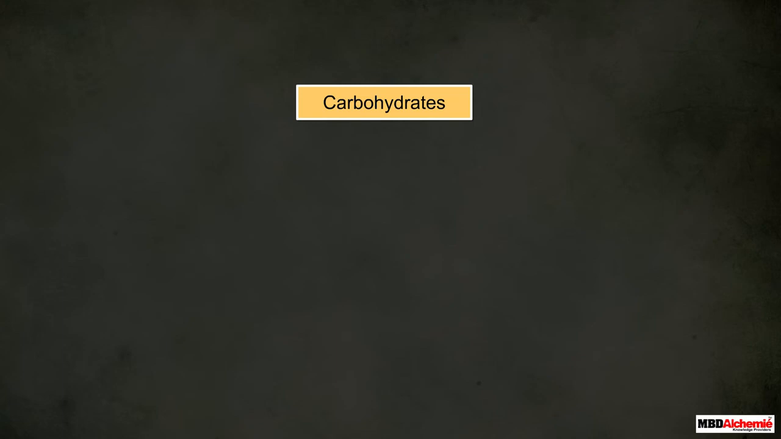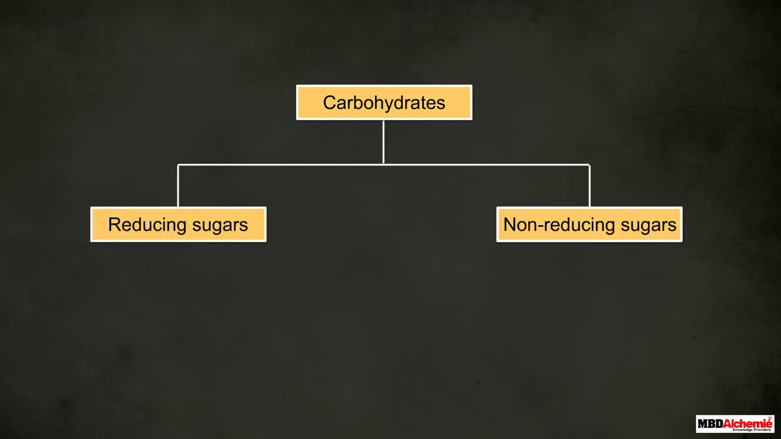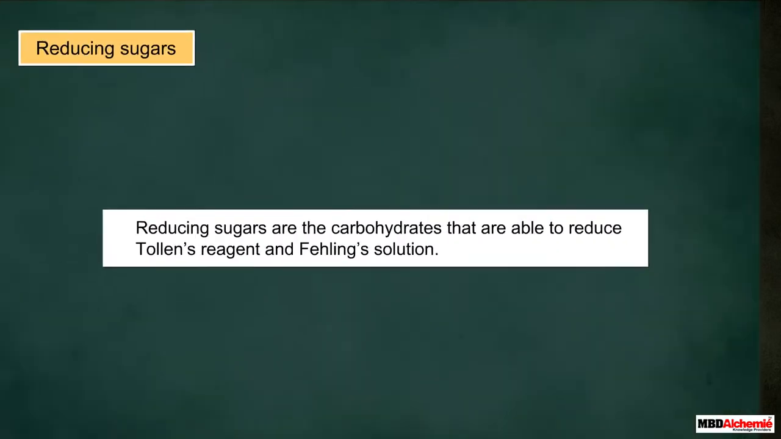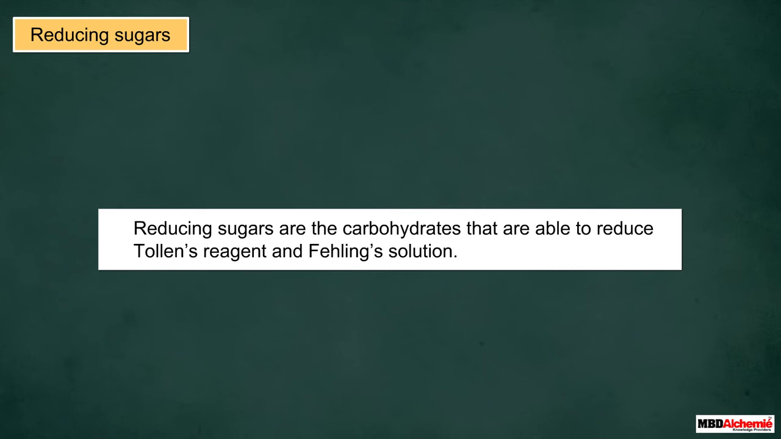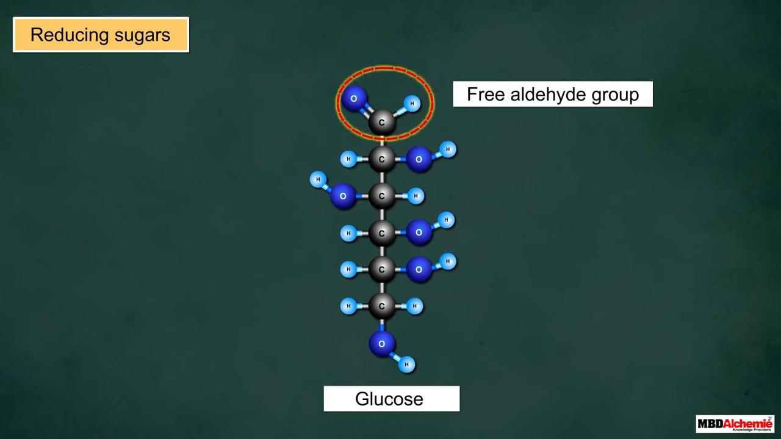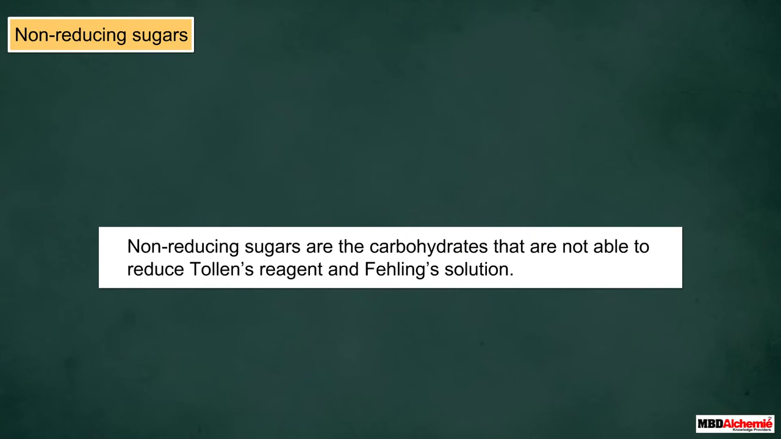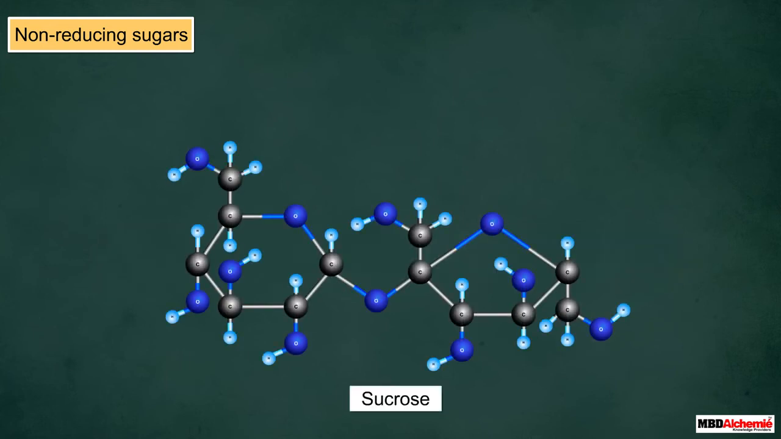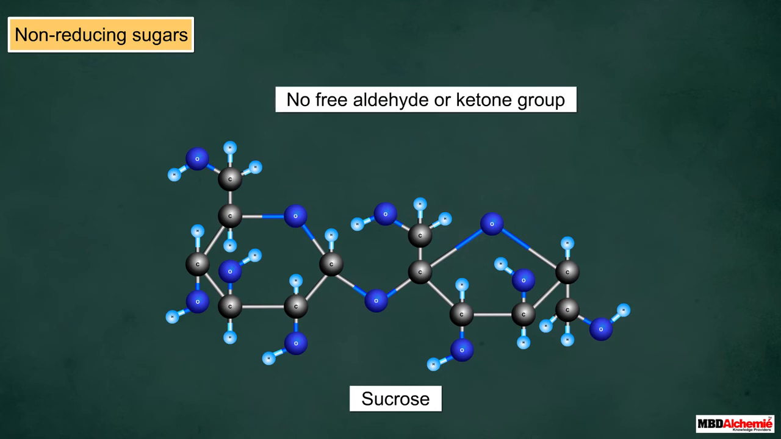Carbohydrates can also be classified into reducing and non-reducing sugars depending upon their ability to reduce Tollens reagent and Fehling's solution. Reducing sugars are the carbohydrates that are able to reduce Tollens reagent and Fehling's solution. For example, glucose. These carbohydrates contain a free aldehyde group or a ketone group in their structure. Non-reducing sugars are the carbohydrates that are not able to reduce Tollens reagent and Fehling's solution. For example, sucrose. These carbohydrates do not contain free aldehyde or ketone groups.